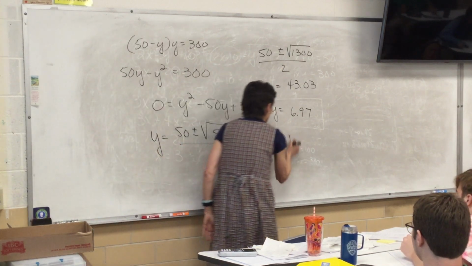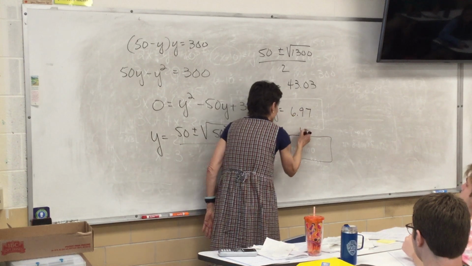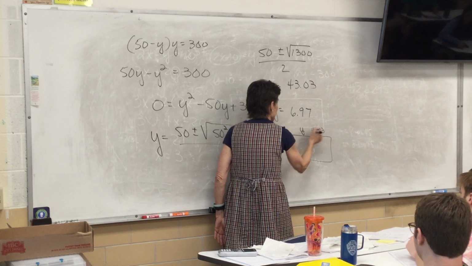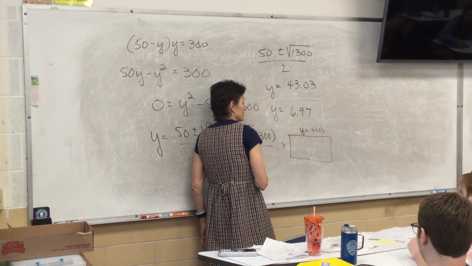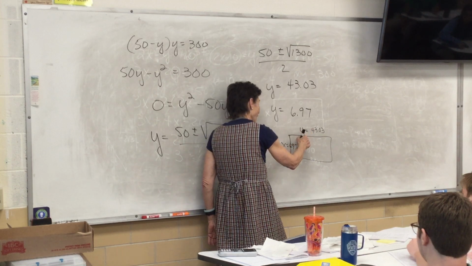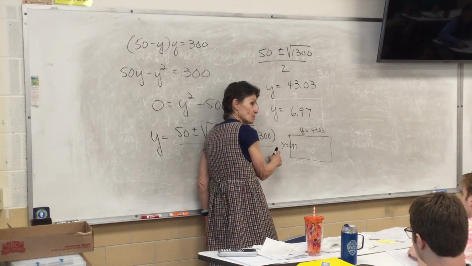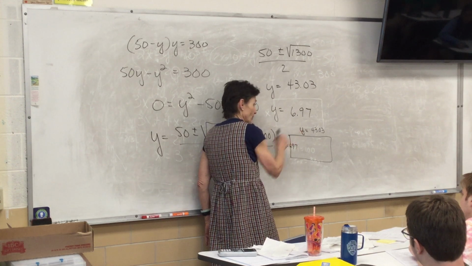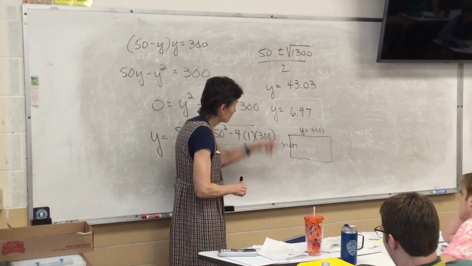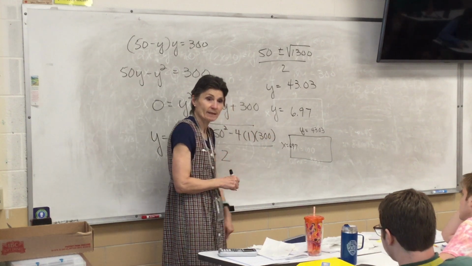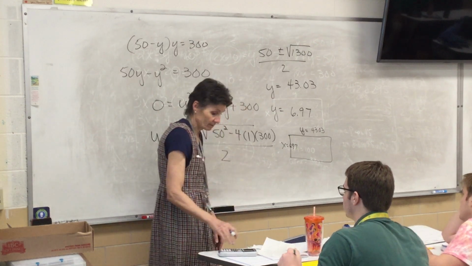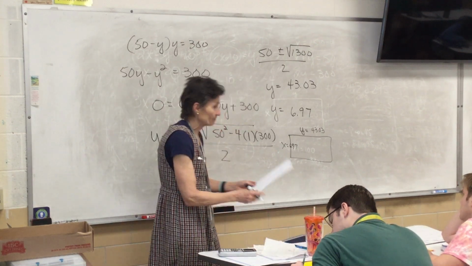Now I want you to look at something. I erased my picture. But if y is 43.03, what will x be? 6.97. And if y is 6.97, then x will be 43.03. So the question said, what are the dimensions? The dimensions are 43.03 by 6.97. Doesn't matter which one you call length and width. Those are the dimensions.